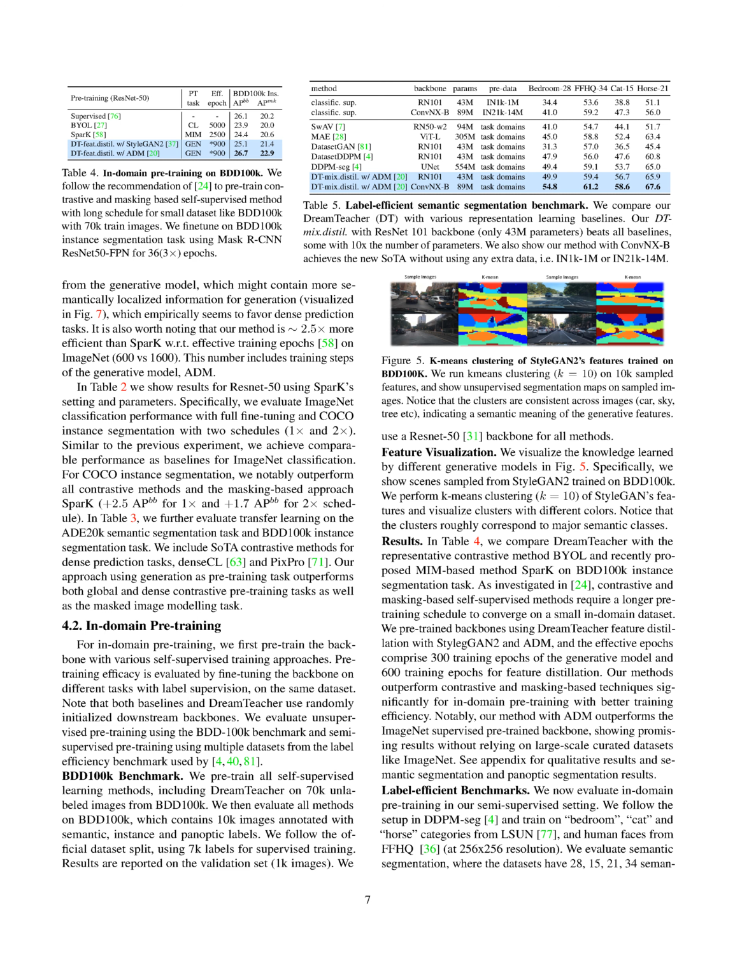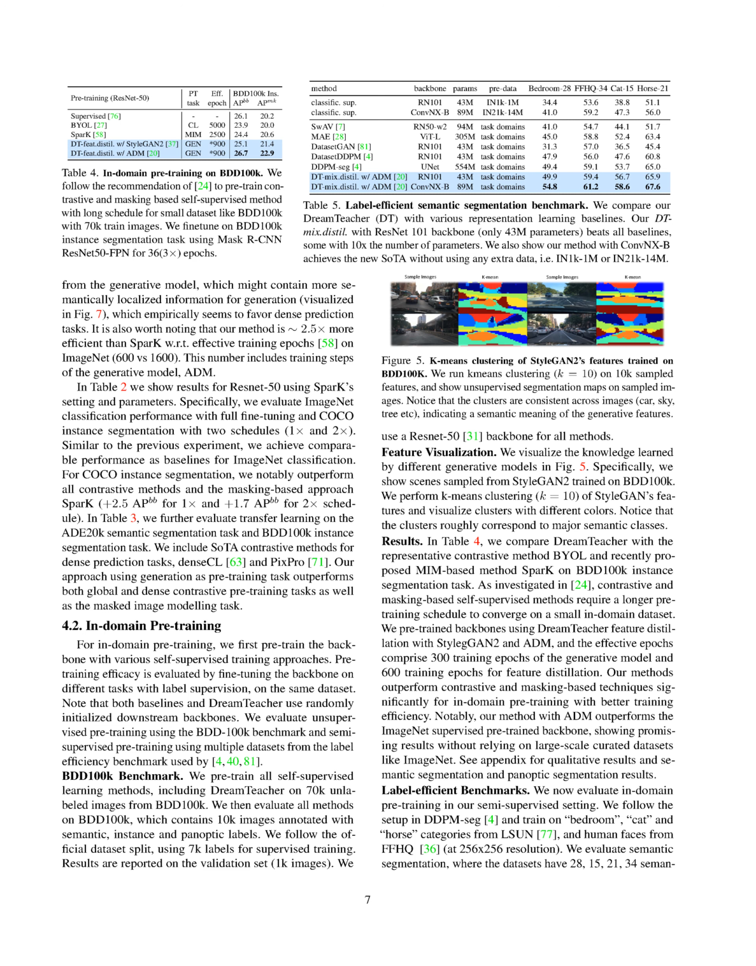Section 4.2 In-Domain Pre-Training. In this section, we'll discuss our approach to in-domain pre-training. We start by pre-training the main model using various self-supervised training methods. We then assess the effectiveness of this pre-training by fine-tuning the model on different tasks, using label supervision, all within the same dataset. It's important to note that both our baseline models and our DreamTeacher model use randomly initialized downstream models. We test our unsupervised pre-training using the BDD100K benchmark and semi-supervised pre-training using multiple datasets from the label efficiency benchmark.